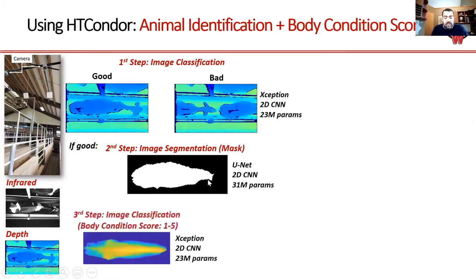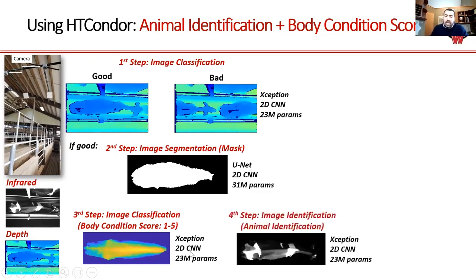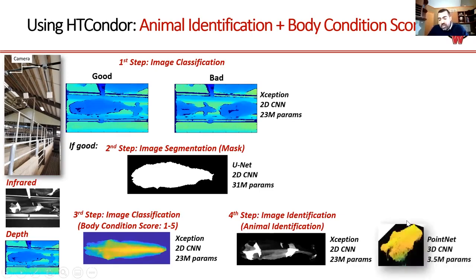And having the mask, we apply this to the depth image, and now I can have the shape of the cow, and I can classify if the cow is too fatty or too skinny. Okay, we're using another network. And after giving the body condition score, I classify the identification. I give it the identification using another network. And if I don't have color, I use the 3D shape of the cow, and I classify which individual cow that is, and then I'm done.